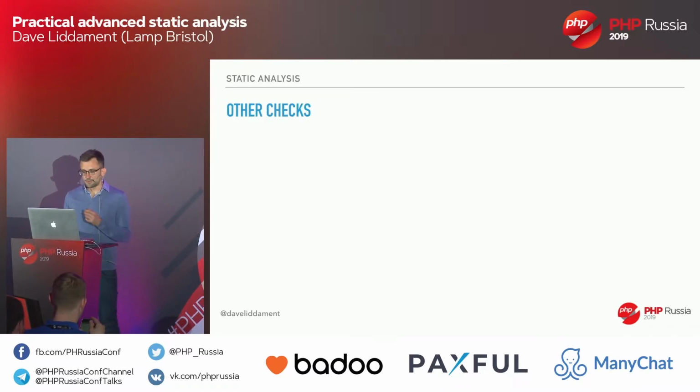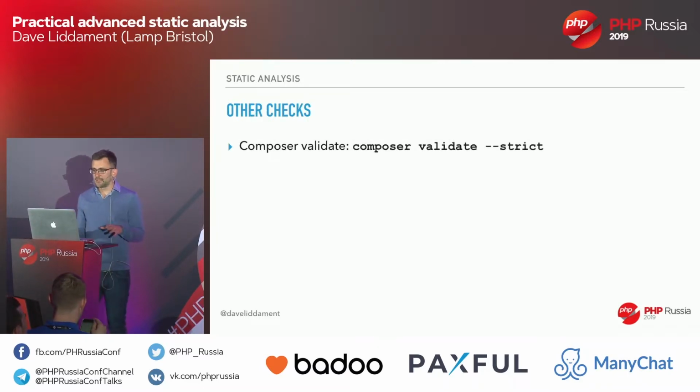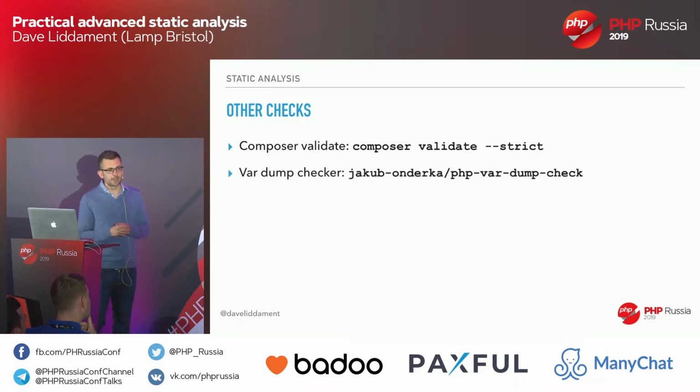And there are other checks. Only in the past year have I added this into my CI process, the composer validate, to make sure that both the composer JSON and the composer lock file are in sync with each other. And it does some other checks too. So that's a really useful one. Things like var dump checker, just to make sure I haven't left var dumps in my code, maybe from debugging.